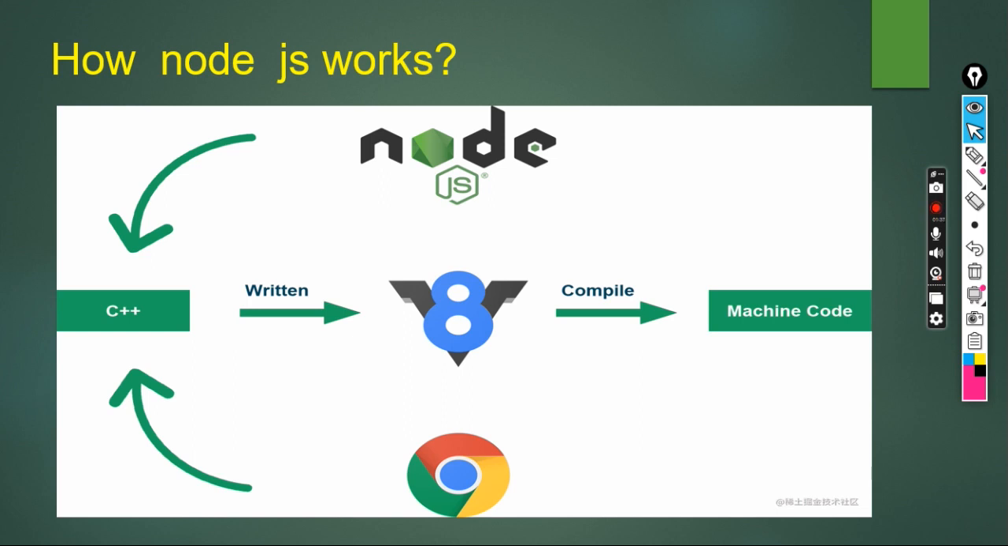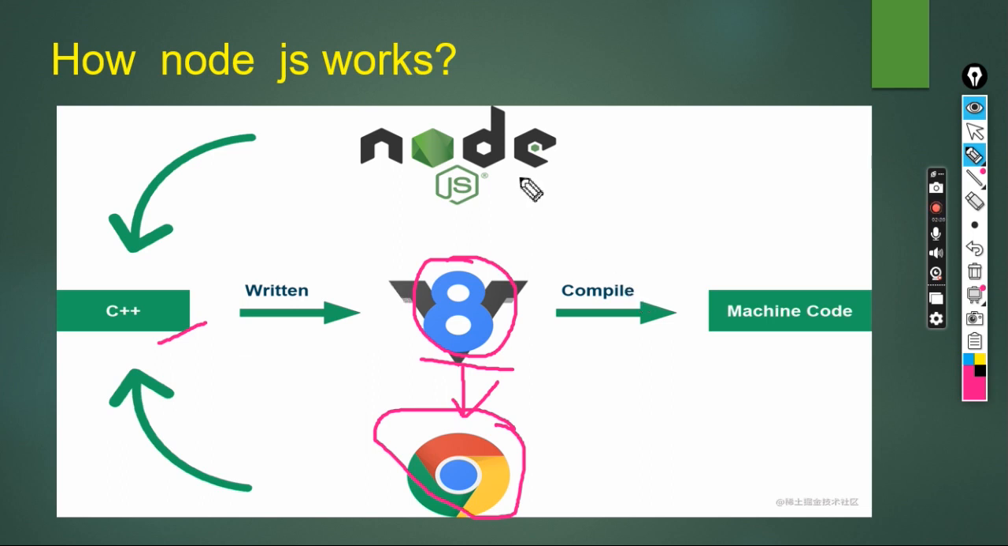So how does Node.js work? Now we know the Chrome browser. How JavaScript works in the browser is that one V8 engine is there in the browser. This V8 engine is written in the C++ program. This V8 engine will convert the JavaScript code into machine code.